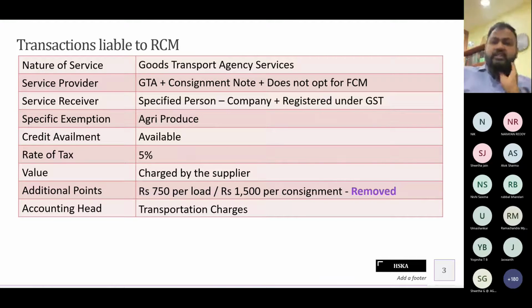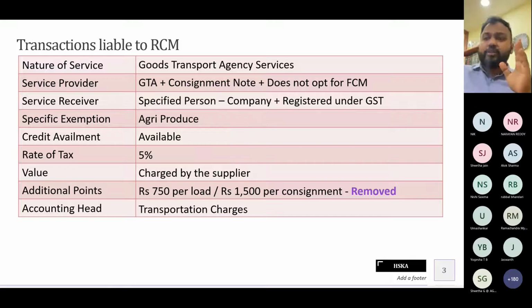Okay. A few additional points which we have to take care of when we are dealing with goods transport agency. Earlier, up to October 2021, there was a specific exemption which said that if the transportation charges for the consignment are less than 750 rupees, or you have hired the entire lorry and the charges for the entire trip are less than 1500 rupees, you are not required to pay GST under reverse charge mechanism. Please be careful, that exemption has been removed.